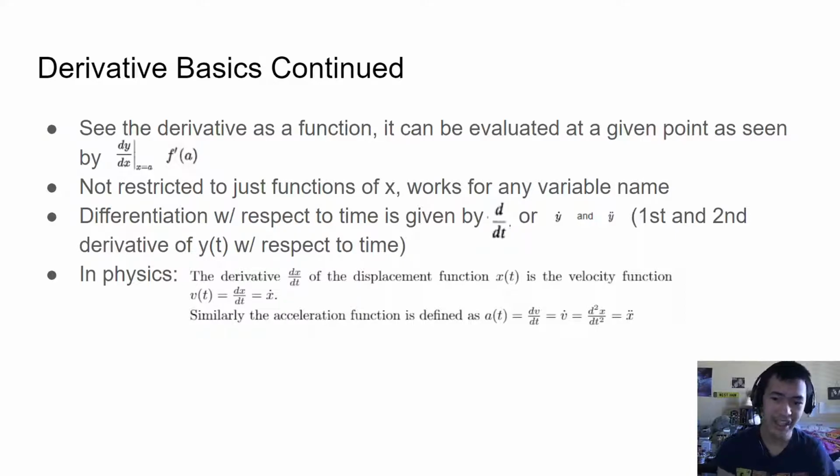The velocity function is defined by dx by dt, or x dot. Now, similarly, the acceleration function is defined as a of t equals dv by dt, v dot, d2x by dt squared, or x double dot. Any of those will work depending on what you're given at the time in your question.